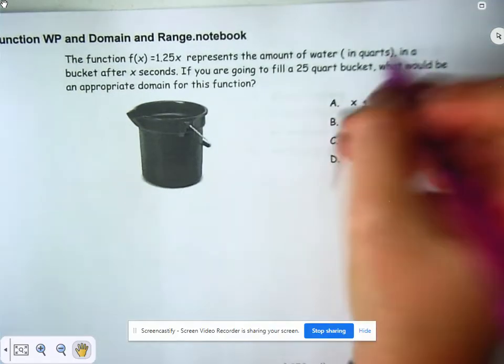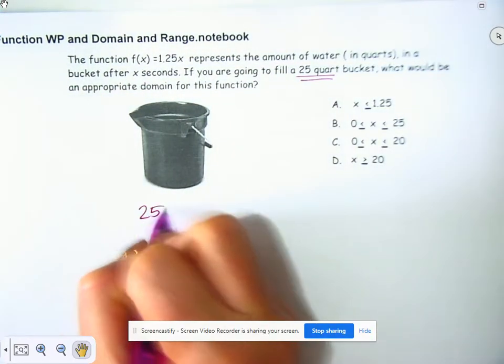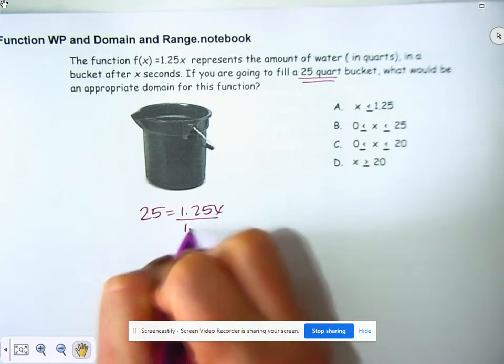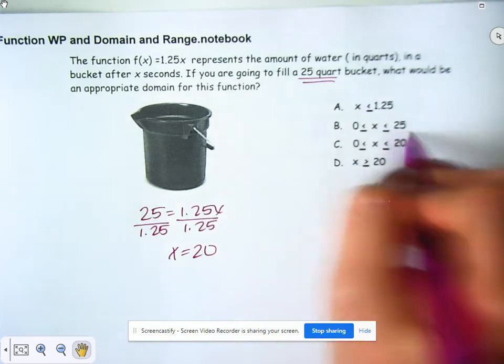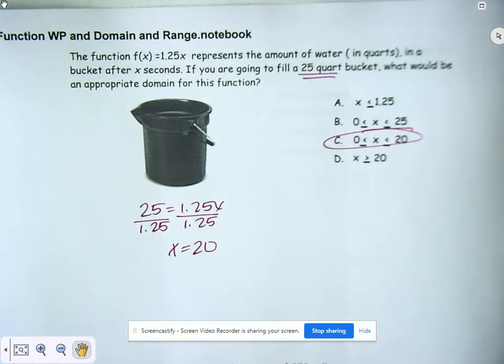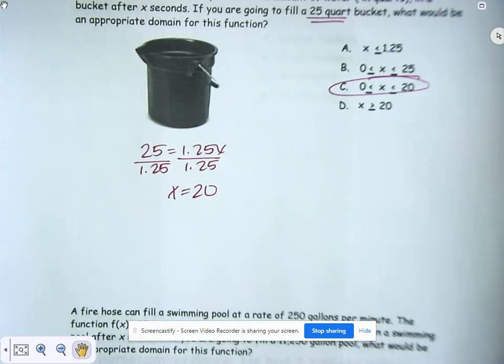All right, a few more. Same thing here. We're doing the exact same thing. 25 is your quarts. So it's going to be 25 equals 1.25x. So x is 20. So from 0 to 20. All of these are the same process once you get to here, y'all. That's why I'm going through them a little fast.